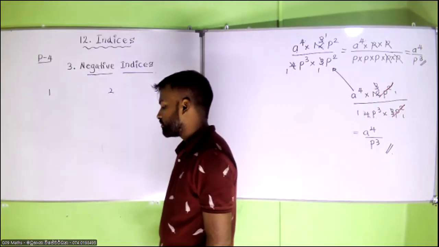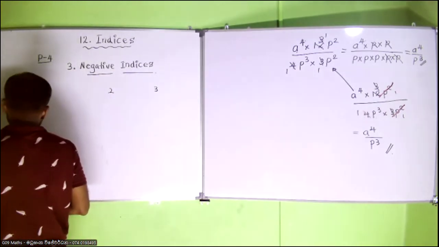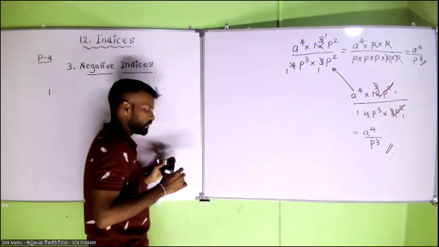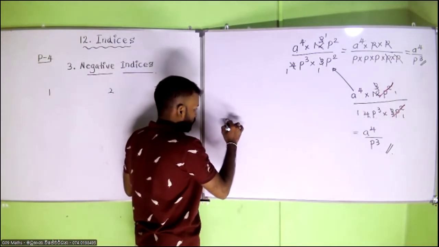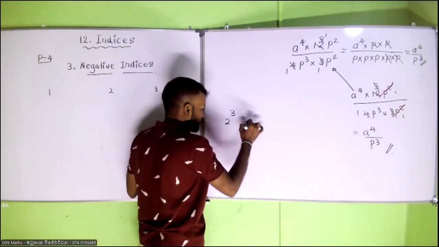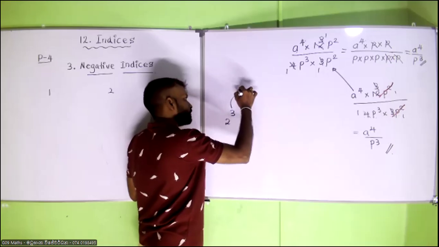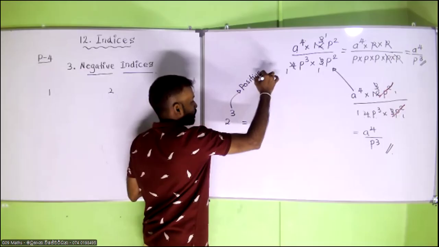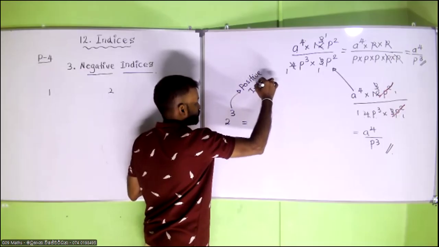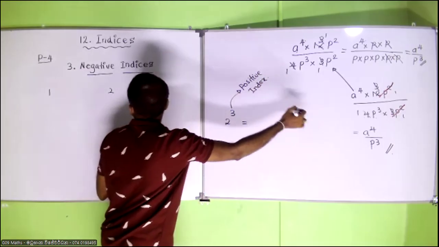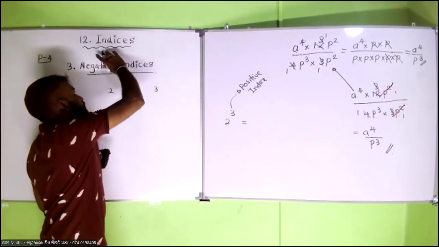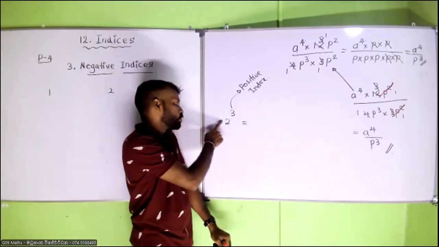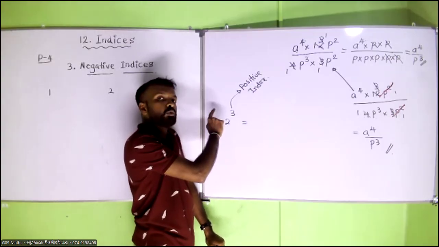So if you have something like this, for an example, I'll say 2 to the power 3. Now this is a positive power, or positive index. Now we are going to deal with negative index. This is 2 to the power 3. Power 3 is positive 3.